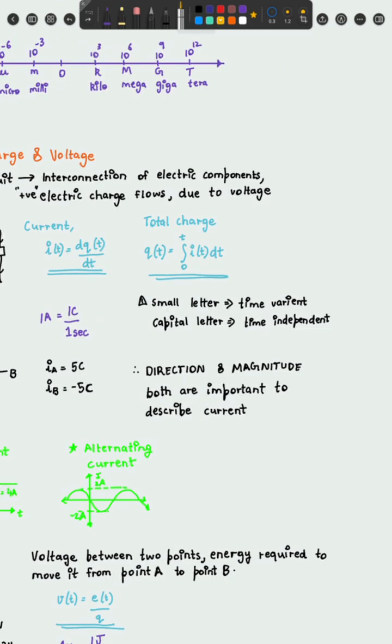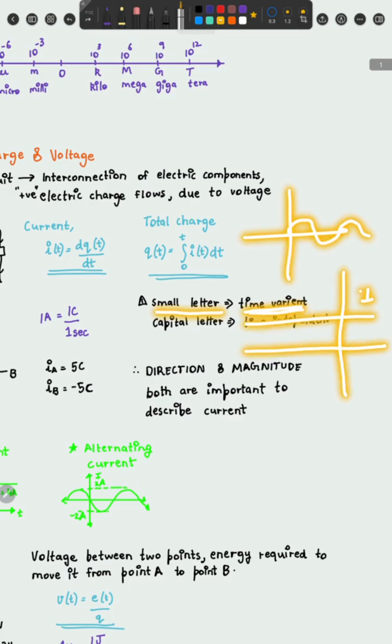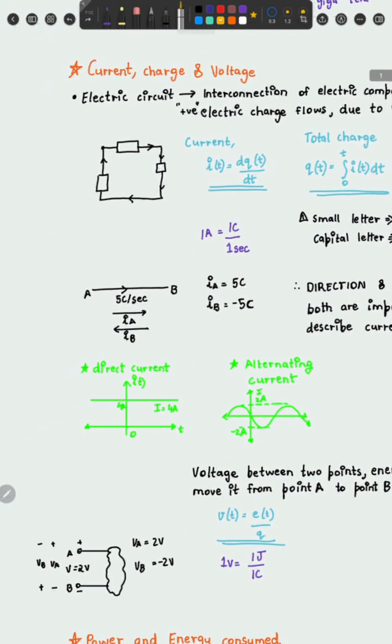One small point to note is whenever we are going to use a small letter, it's a time variant signal. That is, the quantity is going to change with time. But if it is a time-independent one, we are going to use a capital letter. This is what we are going to use to represent it.